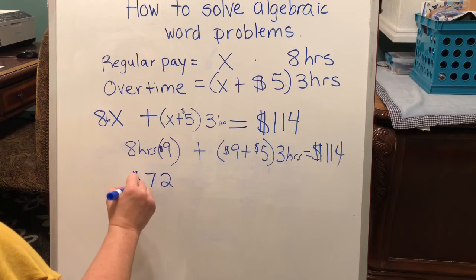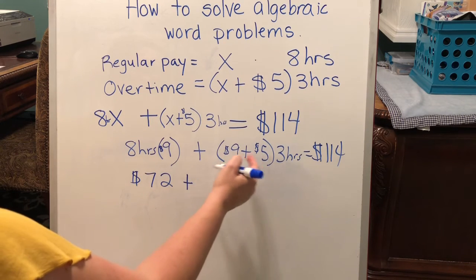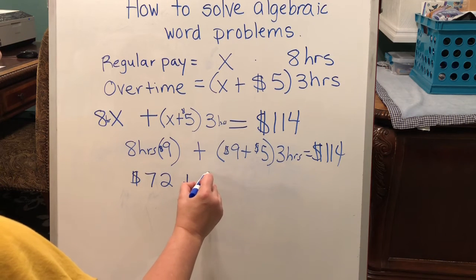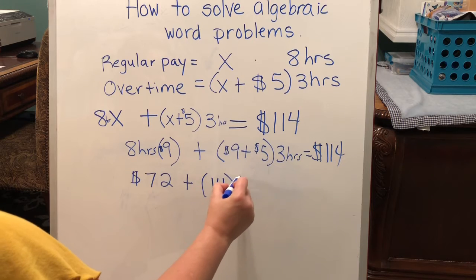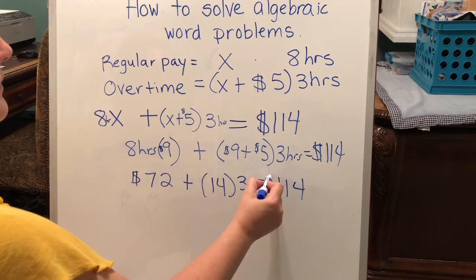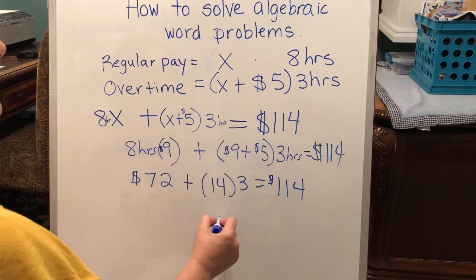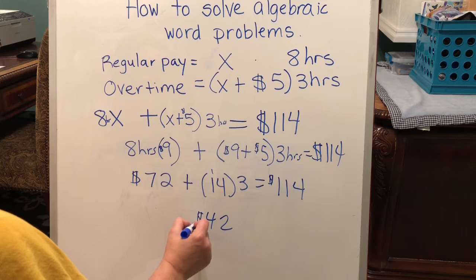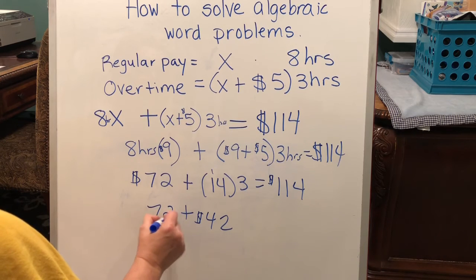8 times 9 is 72. That's $72 there. And 9 plus 5 is 14 times 3. So 14 times 3, we'll check that. 12, 4. We have $42 plus $72.